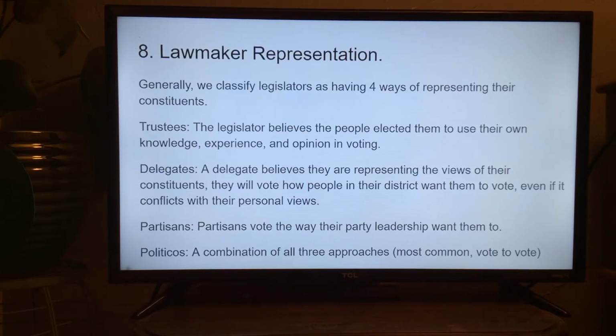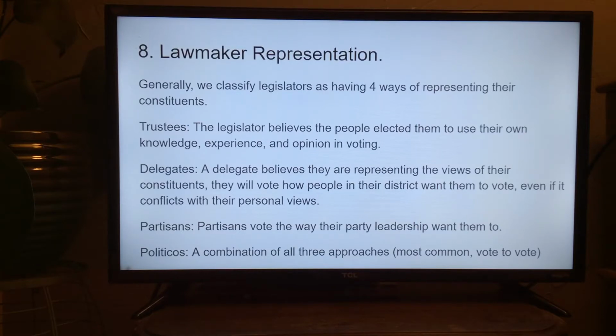So we start off talking about the different groups or ways in which a lawmaker might come to a decision about a vote. Let's say a senator's sitting there trying to figure out, should I vote yes or no on this bill, and how do they go about thinking about that? We generally classify legislators as having four ways of representing their constituents. And the first is as a trustee.